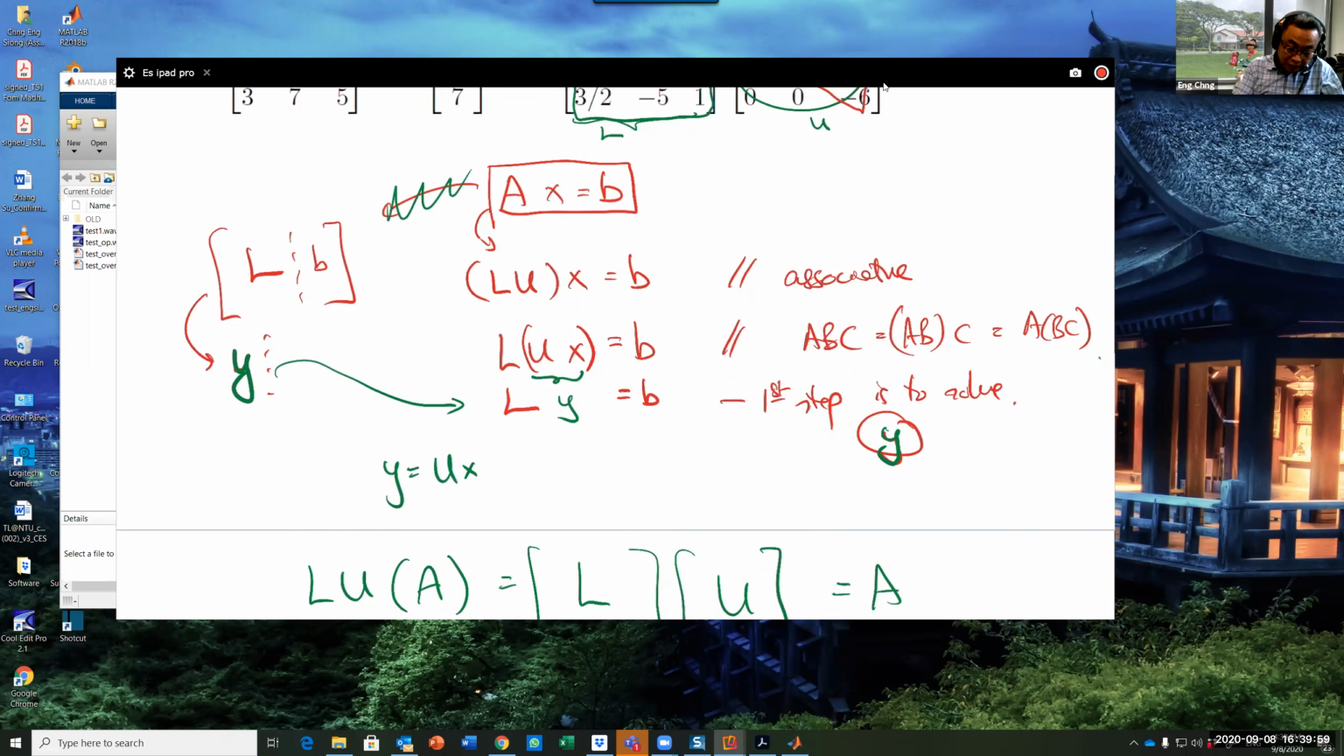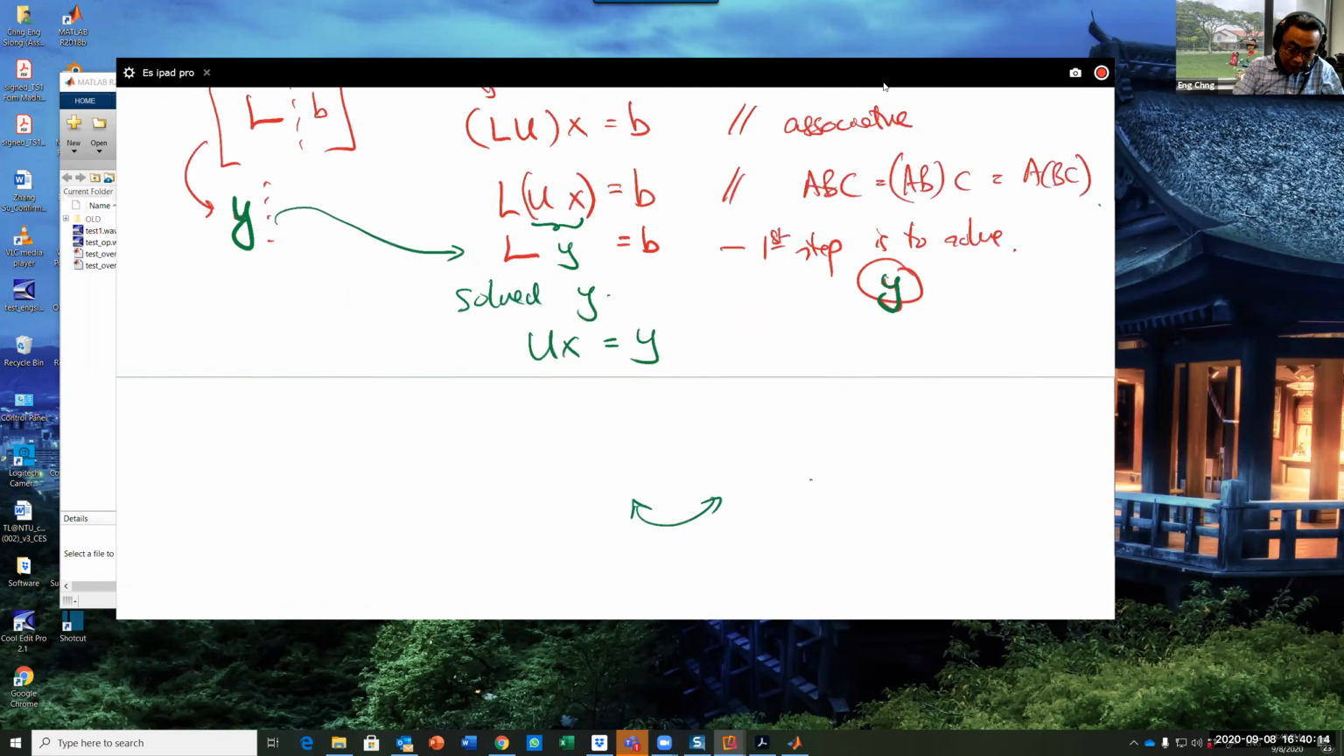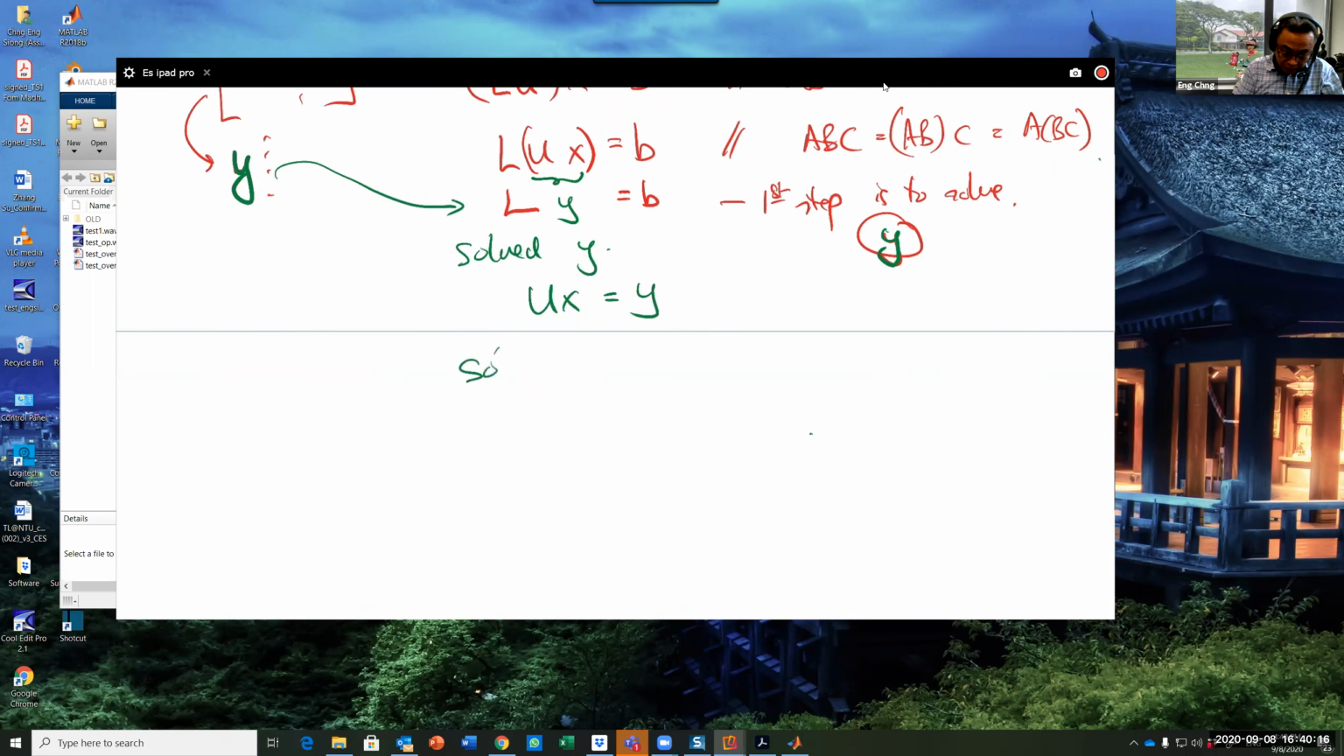And instead of writing it this way, I should actually have written it like solve for Y. Now UX equals Y. And now we can solve for X. And then we are done.